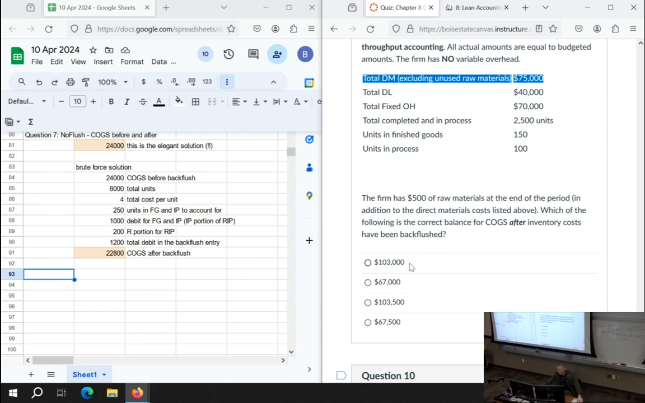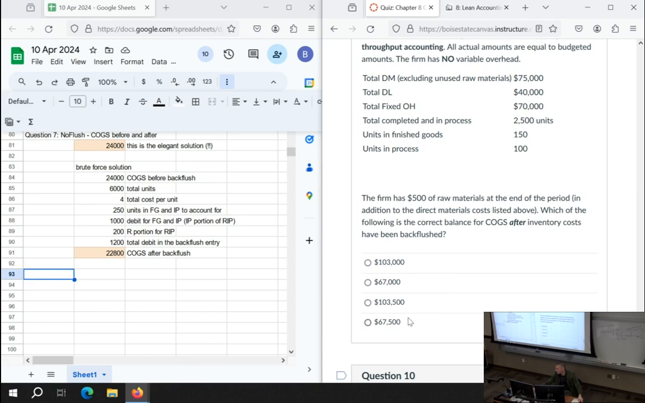So is there any way after backflush it's going to be higher than 75,000, like A and C are saying? So it can't be A and C. In fact, one of those is probably the answer if we were using direct costing, because then you would have a starting of 135,000, if I'm not mistaken. 115,000.